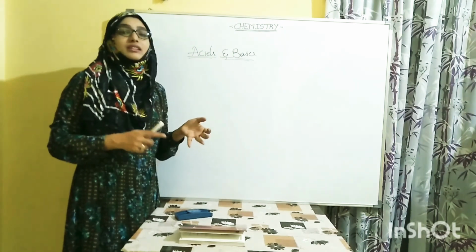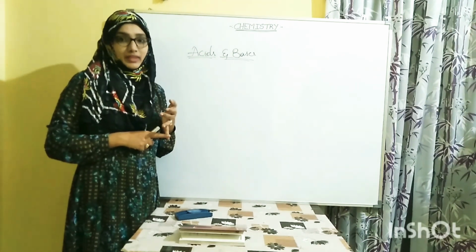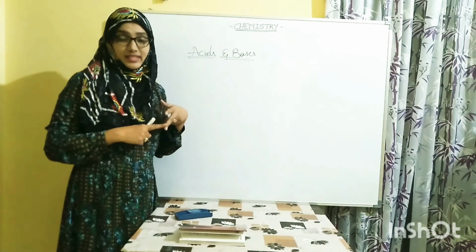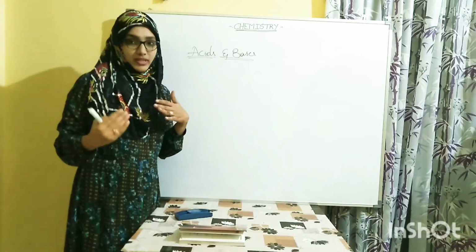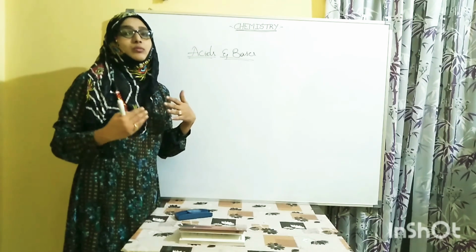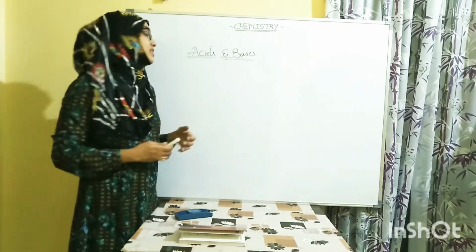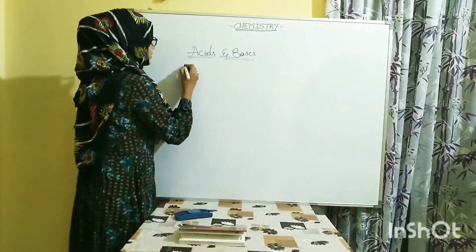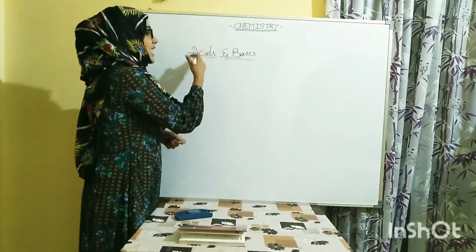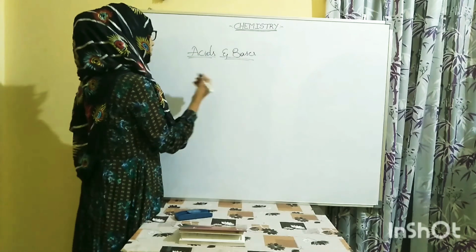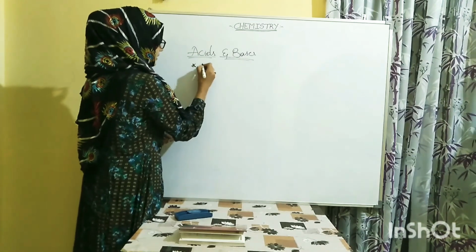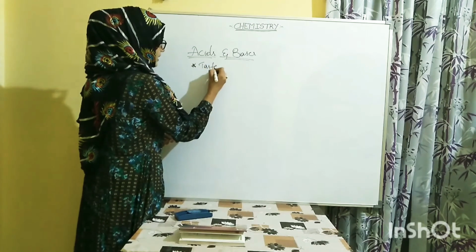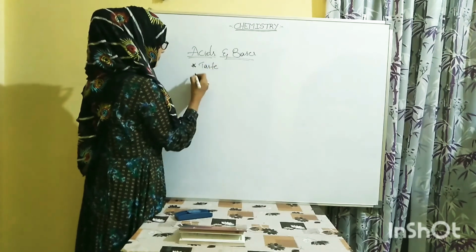We can't taste all the acids and bases. If we see, the floor cleaners are there, the soaps and the detergents are there, and there are so many chemicals we use in our laboratories, and those are all not possible to taste. So there are some indicators which indicate what is acid and what is base. What are the indicators? The first one, as we already knew, is the taste.